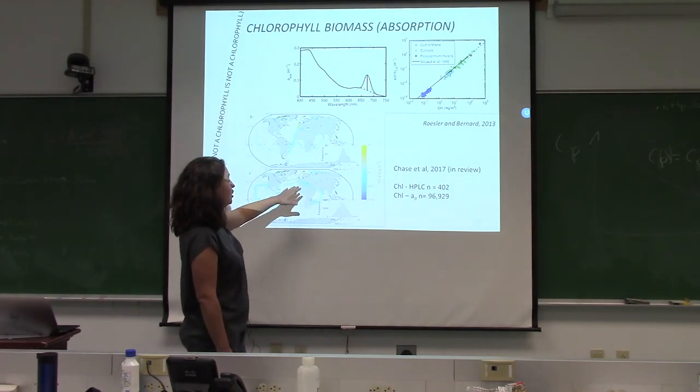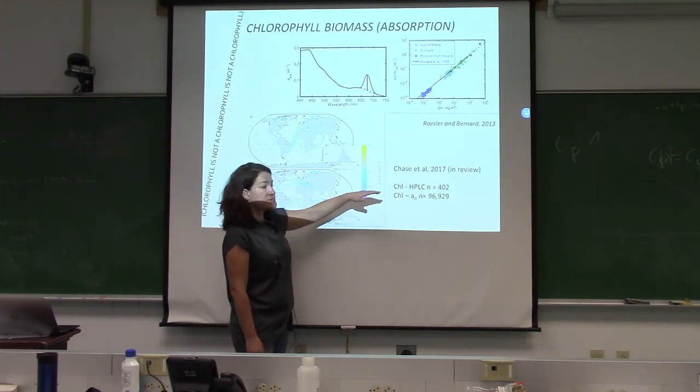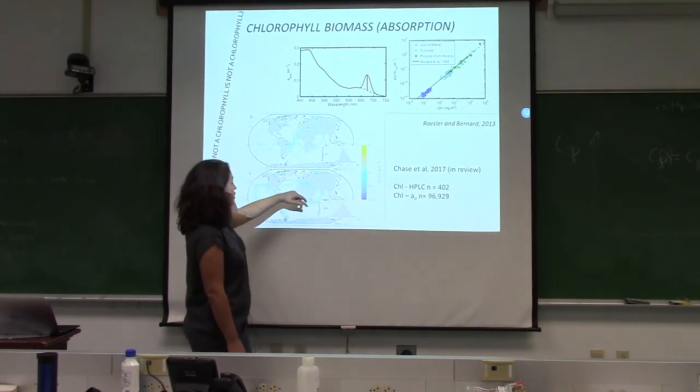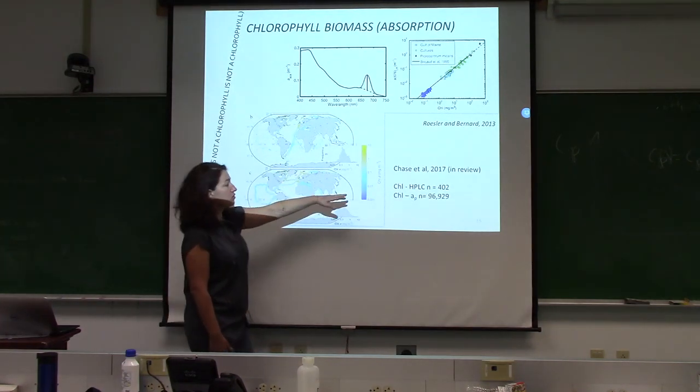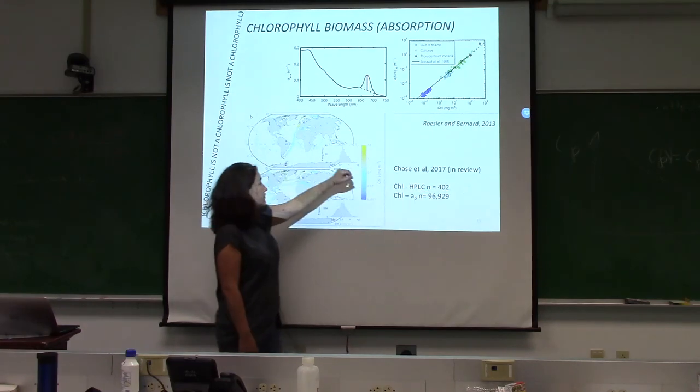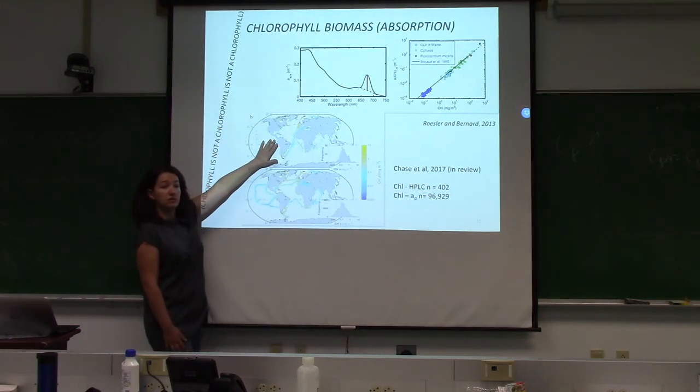She took this relationship and applied it to ACS. So she compared the number of samples, just for this graph, where she has chlorophyll derived from HPLC. She has 402 samples distributed throughout the globe.